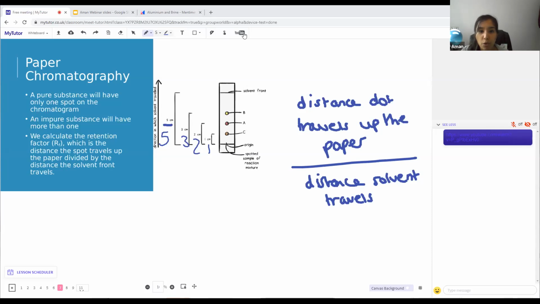Where does the 5 come from? The 5 is the solvent front. So remember I said that the equation is the distance the spot travels up the paper divided by the distance the solvent front travels. So the distance the solvent front travels is from the origin right up to where the solvent front is, and they've said that that's 5. And then the distance of each of these blots are 1, 2, and 3 respectively. So that's where the 5 comes from.